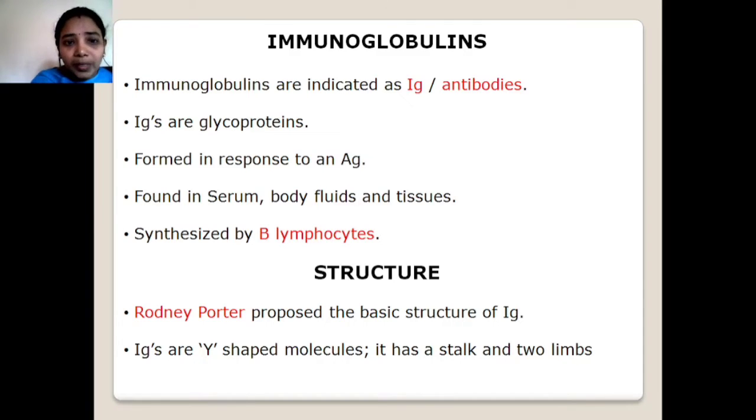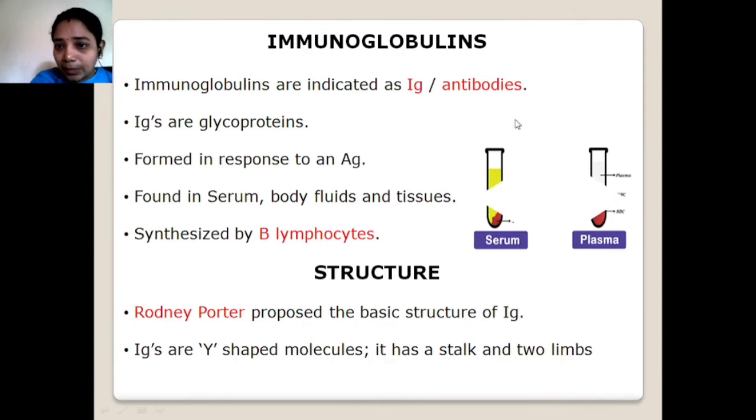Next, these immunoglobulins are found in serum, body fluids and tissues. Most of us are confused about whether serum and plasma are the same or not. You can see this picture. Plasma and serum totally differ from one another. The liquid part with the fibrinogen is known as plasma, because fibrinogen is able to clot. The liquid part without fibrinogen is known as serum.